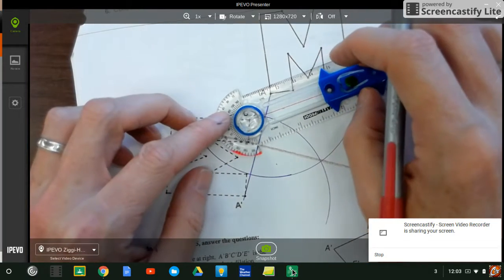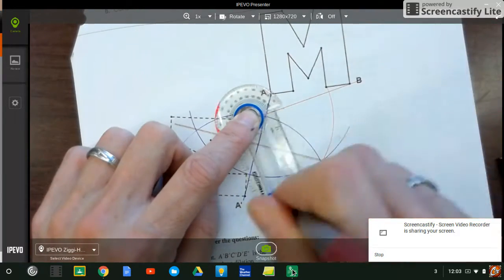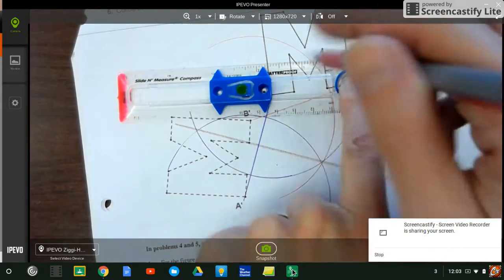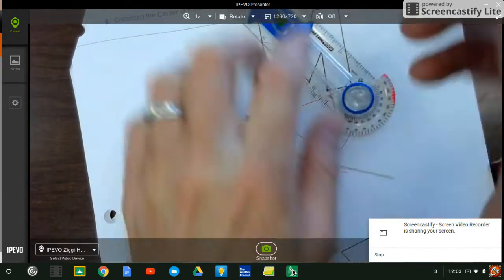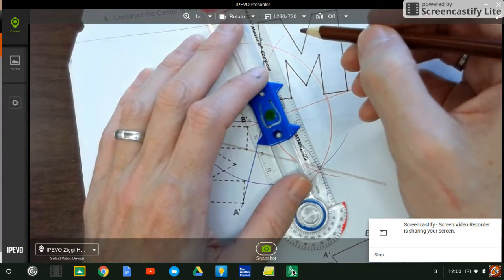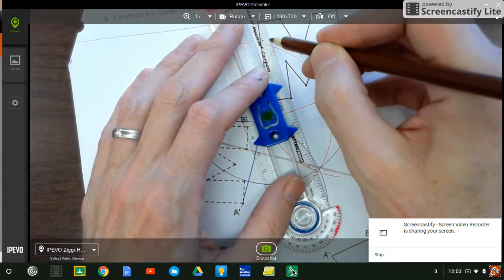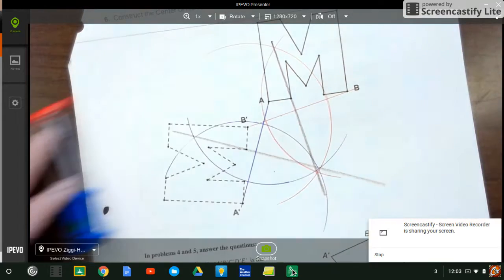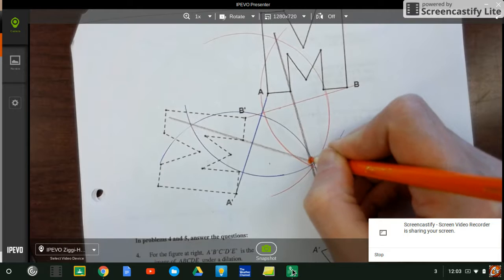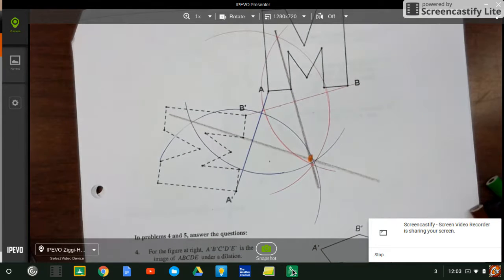Okay, so B prime and B. I'll connect that in brown as well so that I can find my 2 brown lines intersecting. Okay, so my center of rotation is right there. Remember, you're looking at where the lines intersect, not where the curves do. So I used the curves to find the lines.